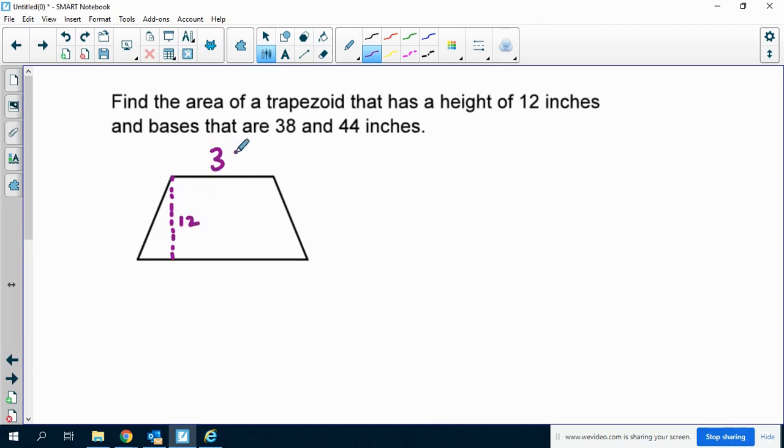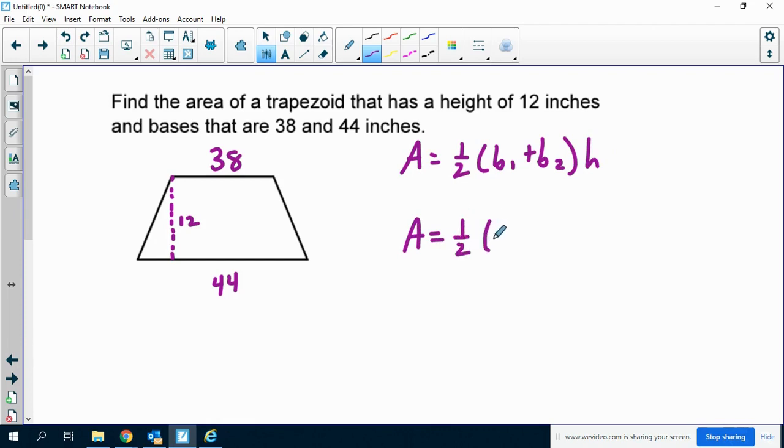We have one base is 38. The other base is 44. I know the area formula is 1/2 (b1 + b2) times the height. So 1/2 times (38 + 44) times 12. So I just type that in the calculator and I get the answer. What I end up with is 492 inches squared.